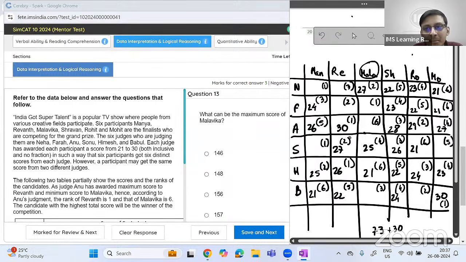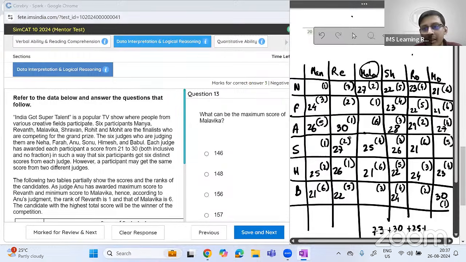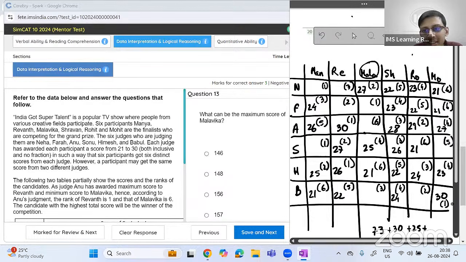Rank 6 maximum, worse than rank 5. Rank 5 is 26. So best possible will be 25 here. And rank 3. Rank 3 worse than rank 2. Okay, I don't know rank 2. Rank 4 is 24. Rank 3 will be better than that. Okay, rank 1 is 30. Rank 2 can be 29. Rank 3 can be 28. So maximum possible. Okay, if I add these, this is 103 plus 25, 128 plus 28, 156.